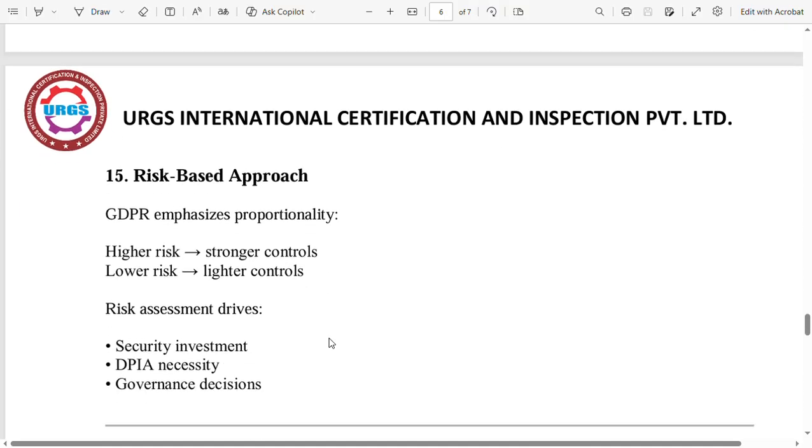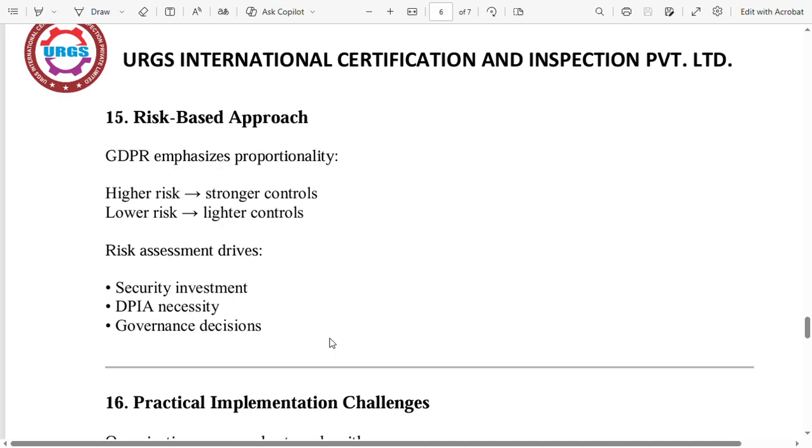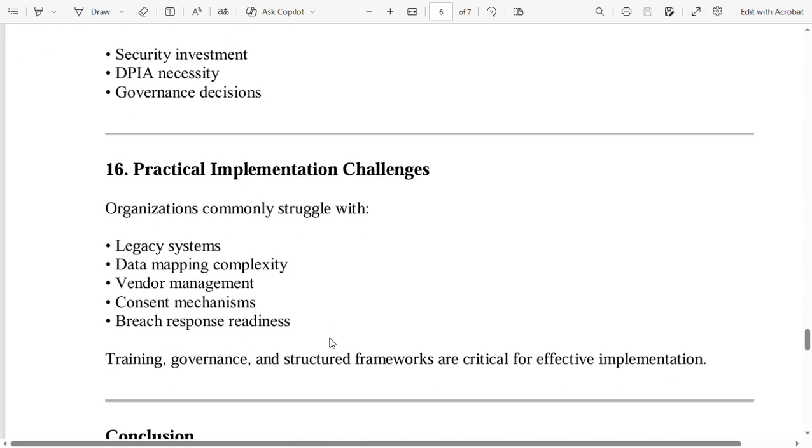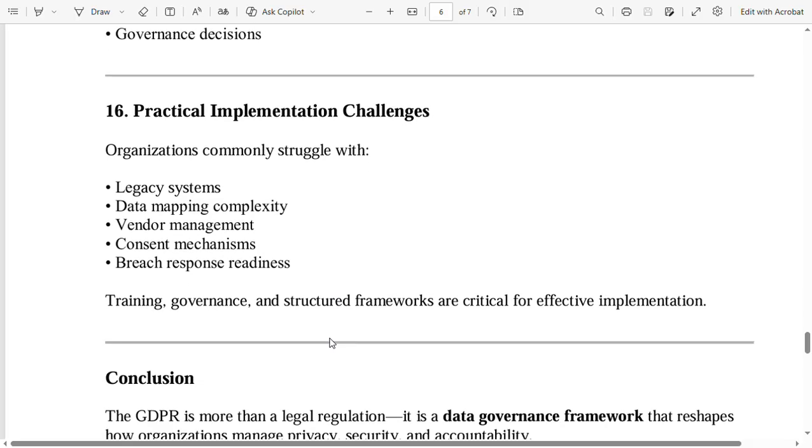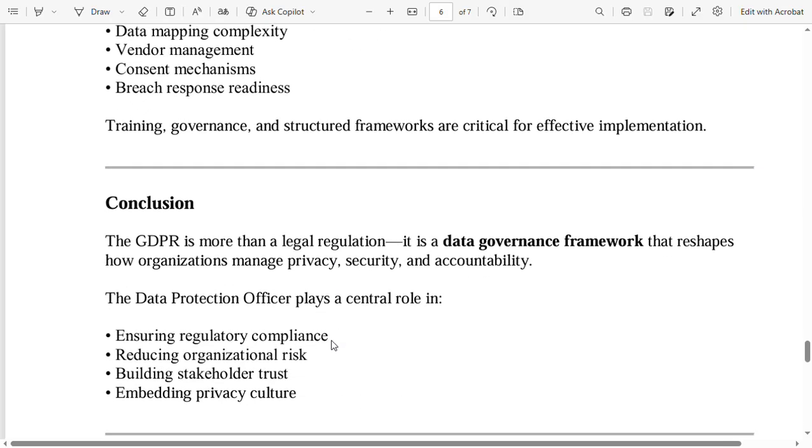Then 15th, risk-based approach. GDPR emphasizes proportionality. Higher risk means stronger controls. Lower risk means lighter controls. Risk assessment drives security investment, DPIA necessity, governance decisions. 16th, practical implementation challenges. Organizations commonly struggle with legacy systems, data mapping complexity, vendor management, consent mechanisms, breach response readiness. Training, governance, and structured frameworks are critical for effective implementation.